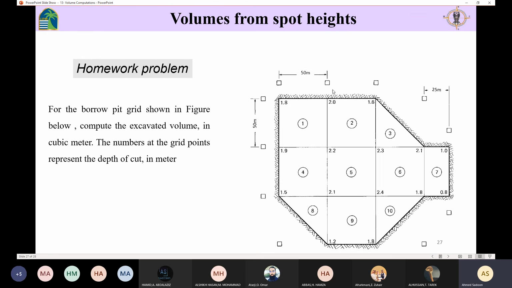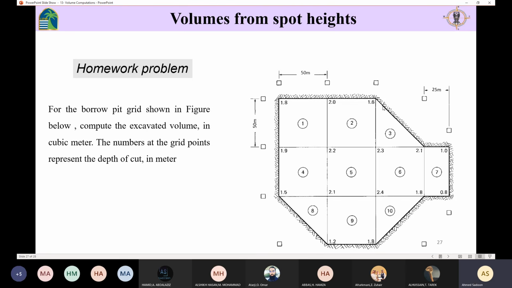So in this example, I'm not going to be able to use the formula directly. Why? Because here I have a triangle, and a triangle here, and another triangle here. And here I have a rectangle, while here I have squares. So this one is a little bit complicated. I'm going to apply the formula only for this part, for 1, 2, 4, 5, and 6. Then I'm going to apply the formula alone for this part.